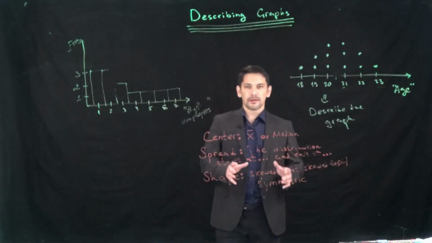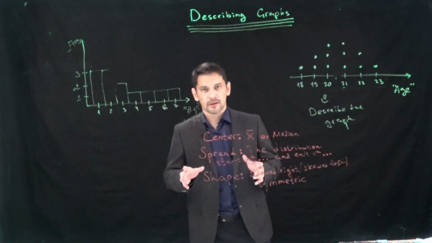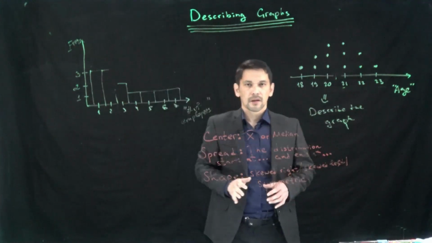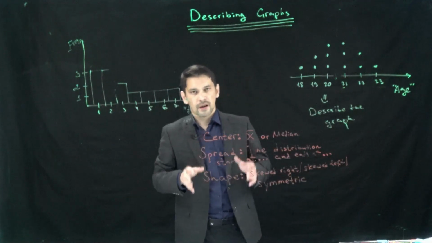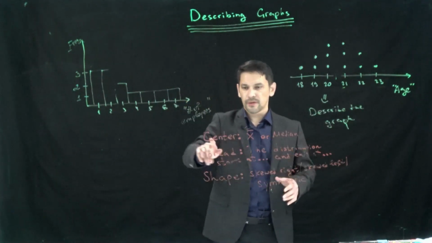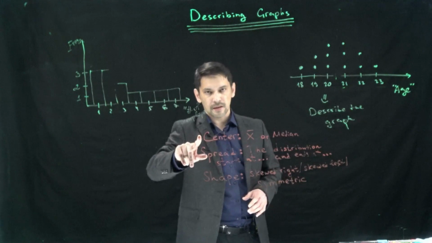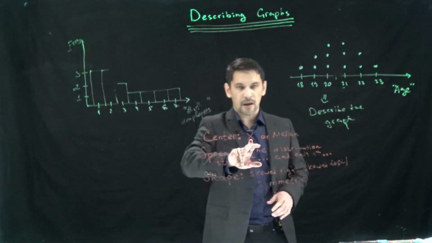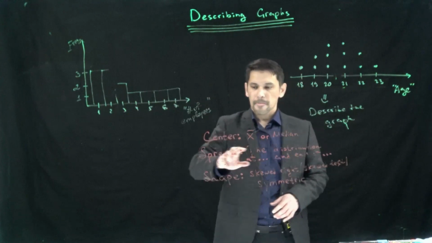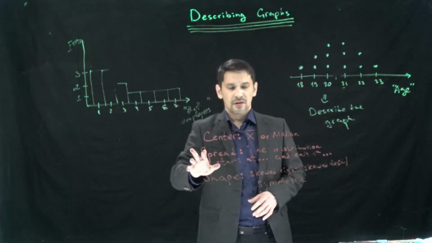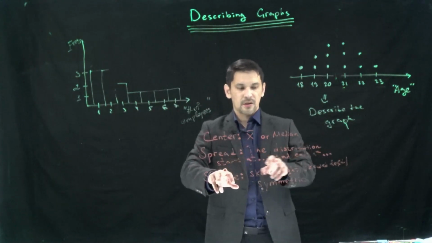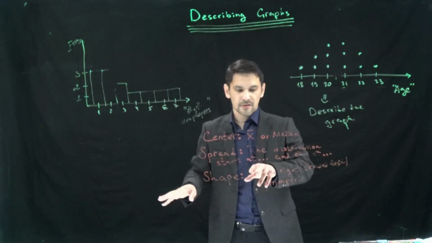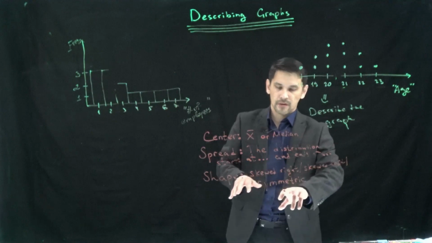Hey guys, in my previous lesson I explained how to build graphs. In this video I want to explain how to describe them. Okay? So if I ever ask you to describe a graph, please follow this format. Describe the center, spread, and shape. Now to describe the center, calculate the average or the median. Now to describe the spread, just state where the distribution starts and where it ends. And to talk about the shape, just state if the distribution is skewed right, skewed left, or symmetric.